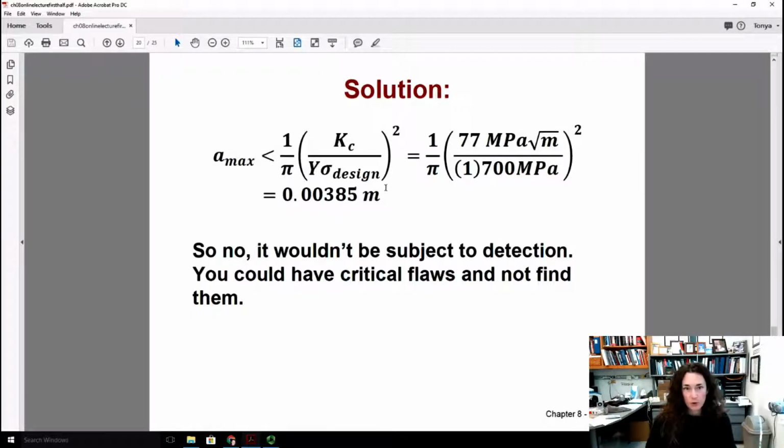Okay. So when we solve this problem, we get 0.00385 meters, okay? Remember that our limit for what we could see was 4 millimeters. And so, no, actually, in this case, it wouldn't be subject to detection. And what that means is that you could have critical flaws and not find them, which is a really bad situation to find yourself in. So you need to do a couple of things. Perhaps you need to decrease the size of the flaw that you can detect, or maybe you need to change your processing technique so that there's no way that you would have flaws that are that small.